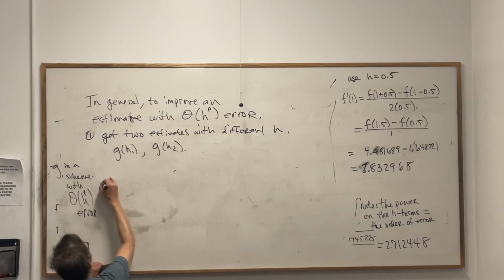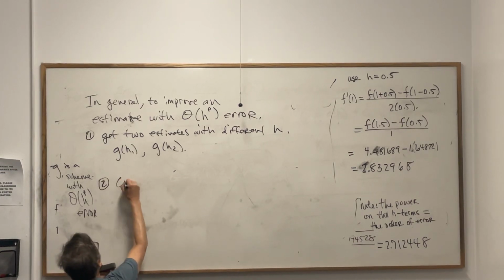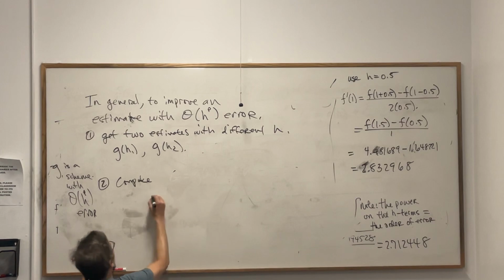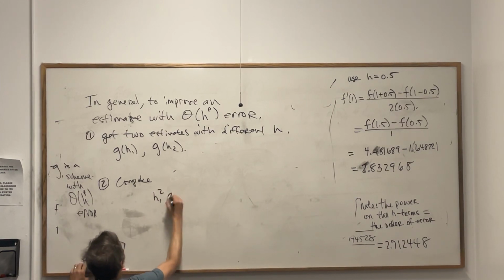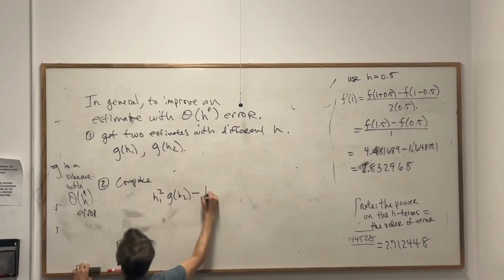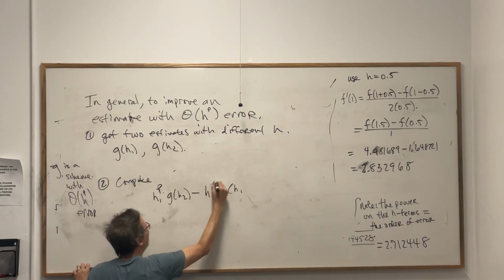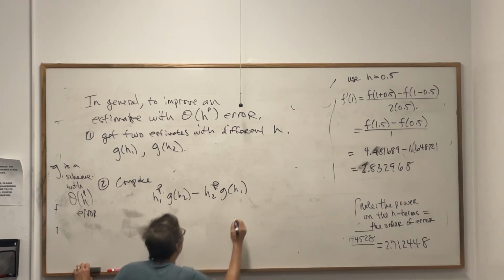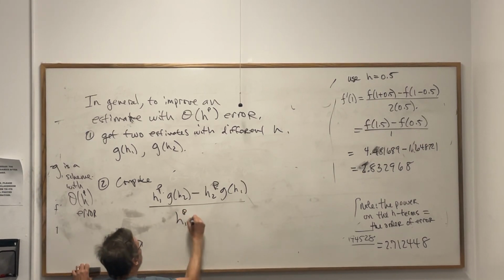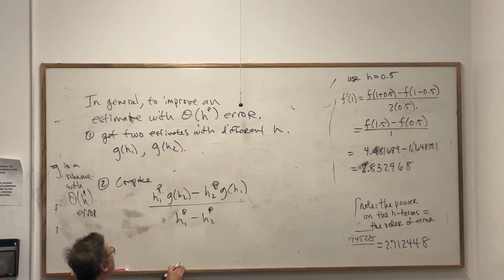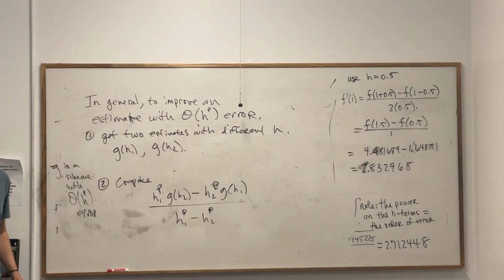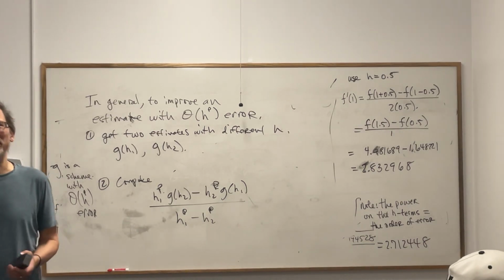So get these, and then compute H1 to the p times G of H2 minus H2 to the p times G of H1, over H1 to the p minus H2 to the p. Can you now, my friends, fill in the next three rows we need on that spreadsheet? You're going to have to tweak the formula.